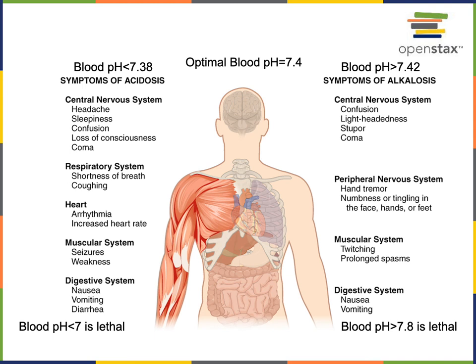Hand tremor is a difficulty keeping the hand still, a resting movement of the hand from lots of twitching. Similarly, the sensory nerves can become overactive, leading to tingling sensations, or can disrupt sensation, leading to numbness. Alkalosis can disrupt the functions of the brain, leading to anxiety, confusion, lightheadedness, and eventually loss of consciousness and coma. And if the blood pH becomes above 7.8, then organ systems will shut down, leading to death.